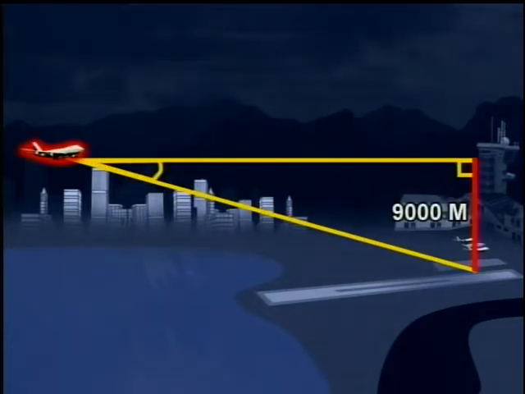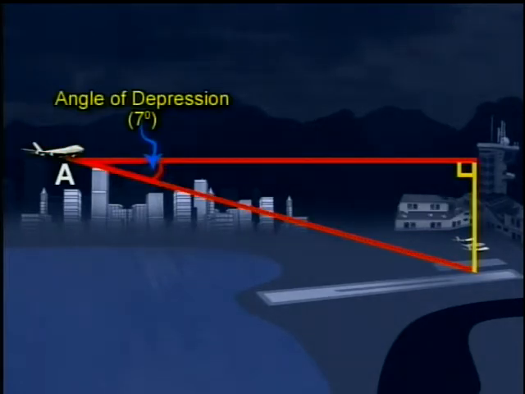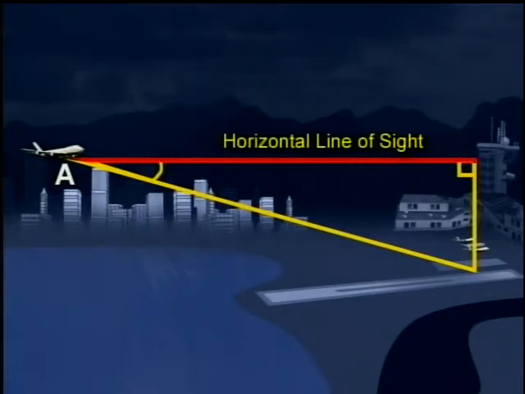Now, let's say a plane is cruising at an altitude of about 9,000 meters or 29,700 feet and wants to land at the airport. It must begin its descent so that the angle of depression to the airport is 7 degrees. How many kilometers from the airport must the plane begin descending in order to make a safe landing?